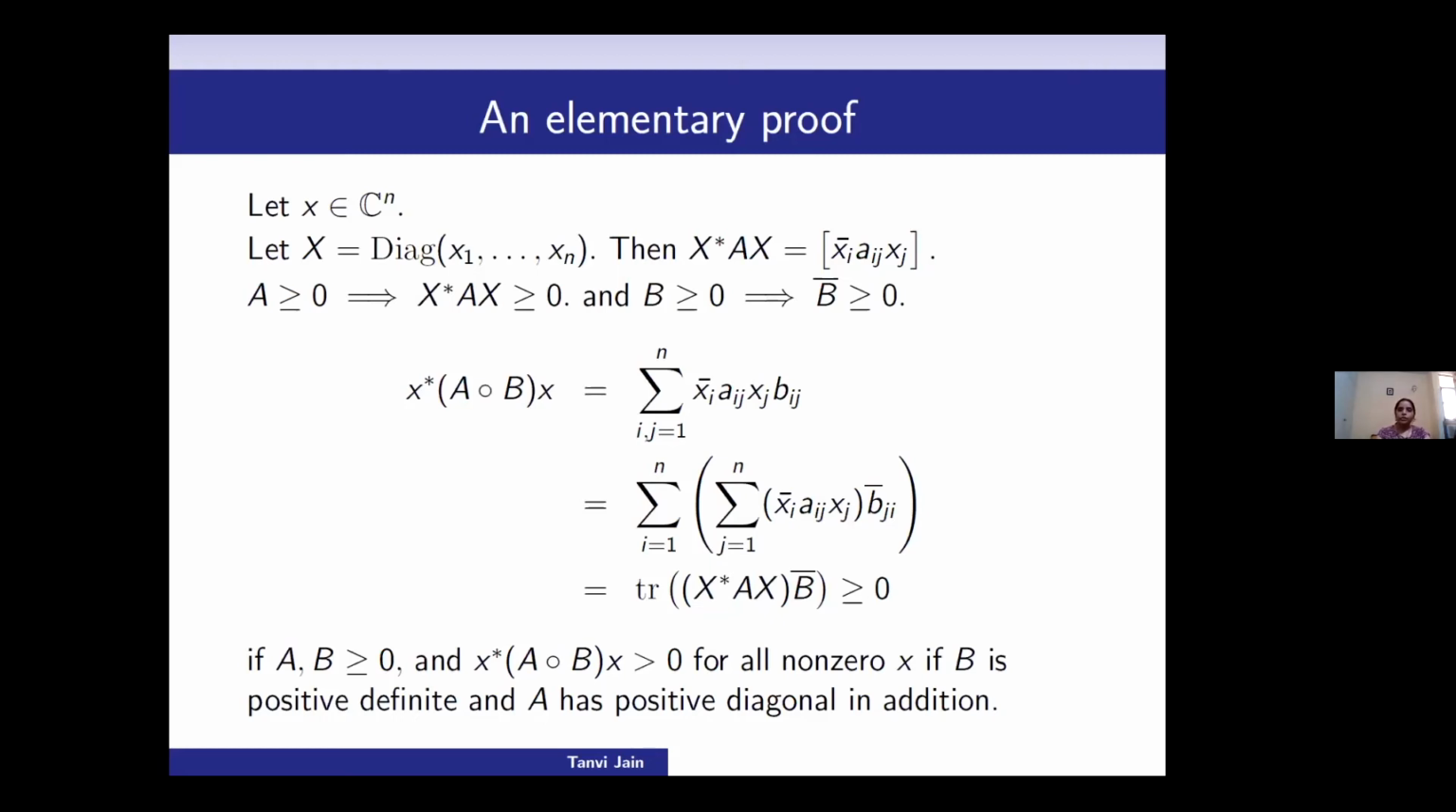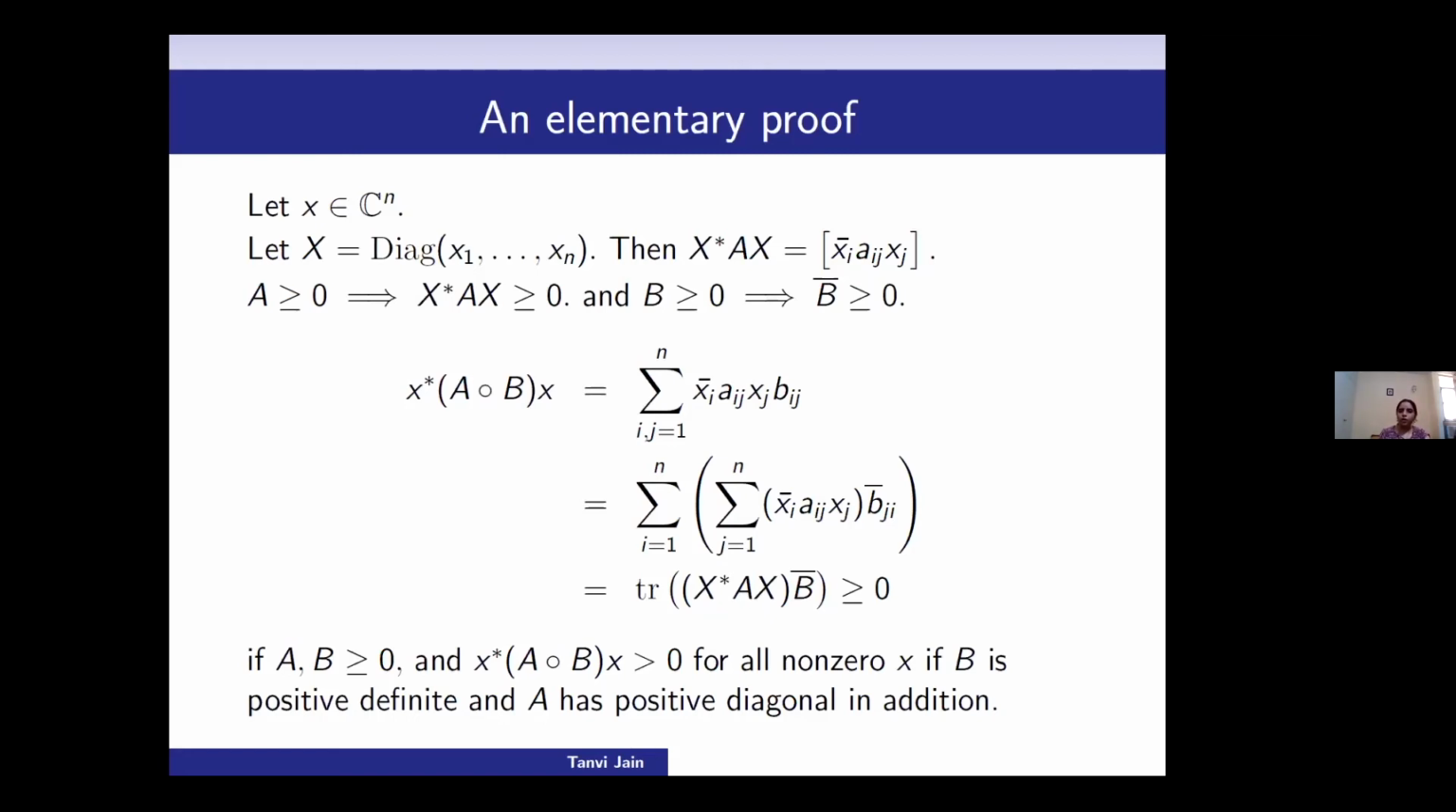Okay. Now what we are looking at is x star (A∘B) x. That will be the summation over i, j of x̄_i a_ij b_ij x_j. We write this as x̄_i a_ij x_j b_ij. Now, if you look at this for a second, x̄_i a_ij x_j is the ijth entry of X star A X, where X is the diagonal matrix x1, x2, ..., xn.